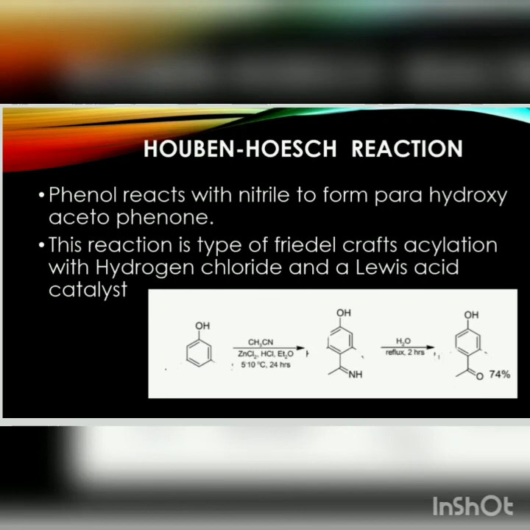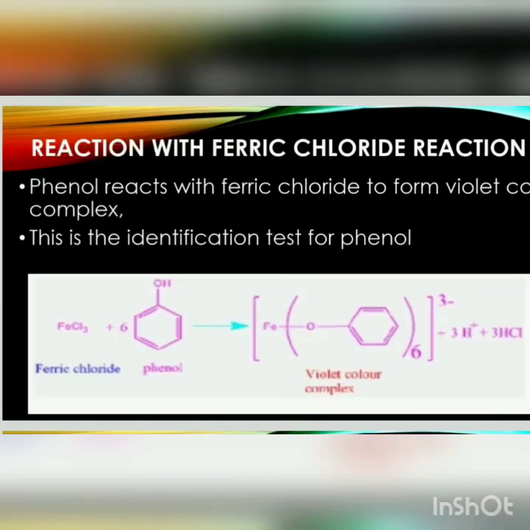And the final reaction is the reaction with FeCl3. Phenols react with FeCl3 to form a violet color complex. This is the identification test for phenol. So phenol reacts with ferric chloride, that is FeCl3, to form a violet color complex. We can identify phenol by this test.